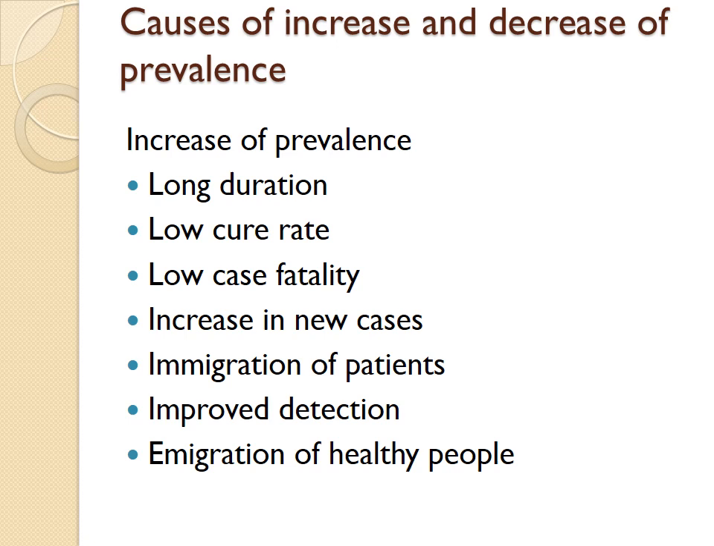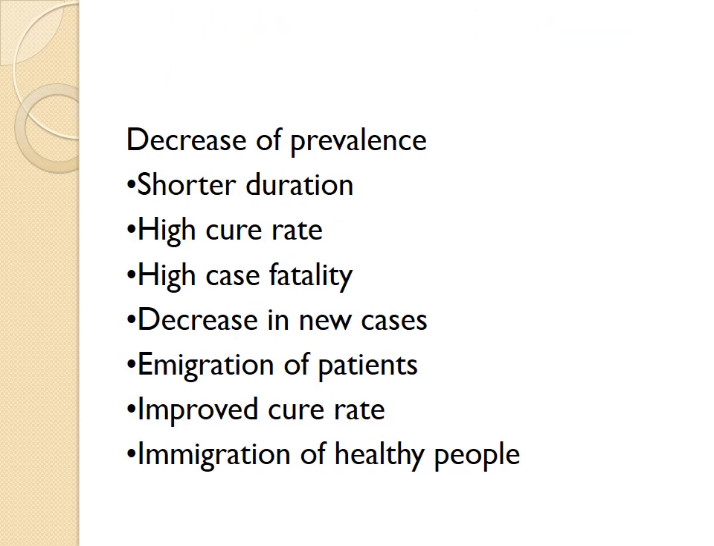Again, immigration of patients and emigration of healthy people also increase prevalence, and also improved detection. That means if more cases are diagnosed, then there will be more prevalence. And these are the causes of decrease of prevalence, that is the opposite picture: shorter duration, high cure rate, high case fatality, decrease in new cases, emigration of patients and immigration of healthy people, and improved cure rate.